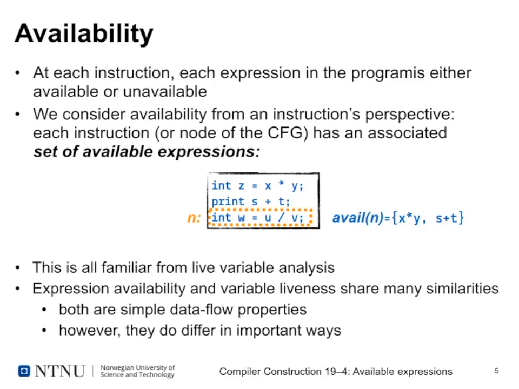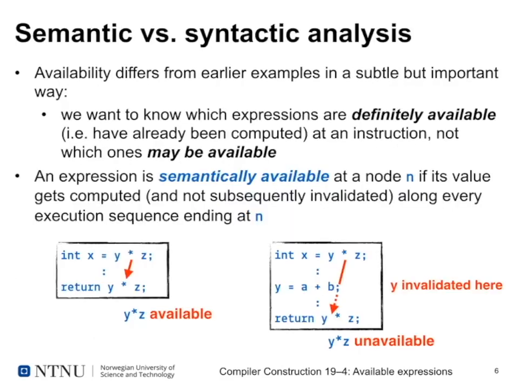If you think this is all familiar, yes, you've seen this before from live variable analysis. Expression availability and variable liveness analysis share a number of similarities. Both are rather simple data flow properties. We're not looking at more complex ones in the scope of this course, but they do differ in a number of important ways we're going to look at.